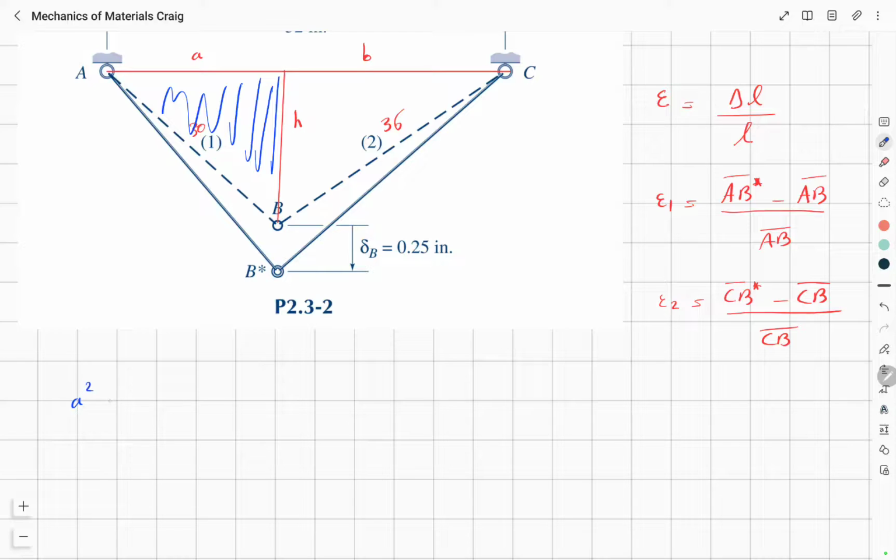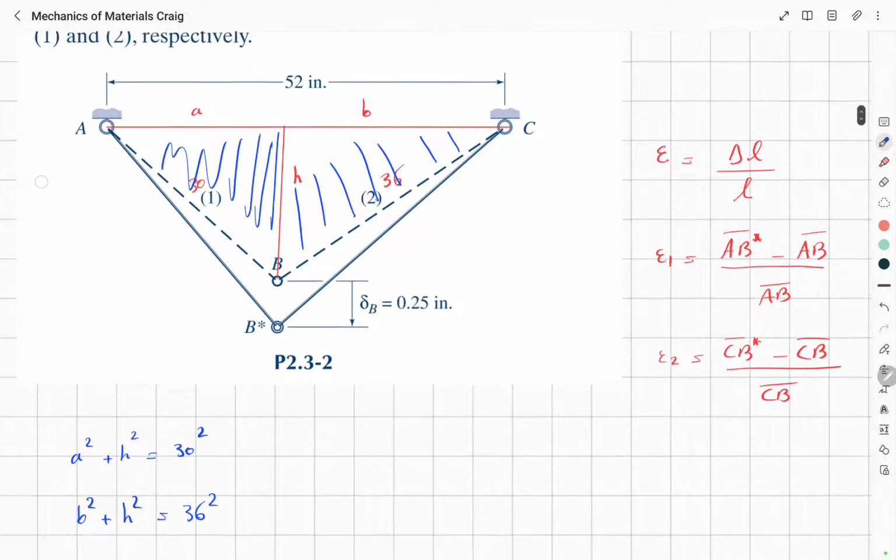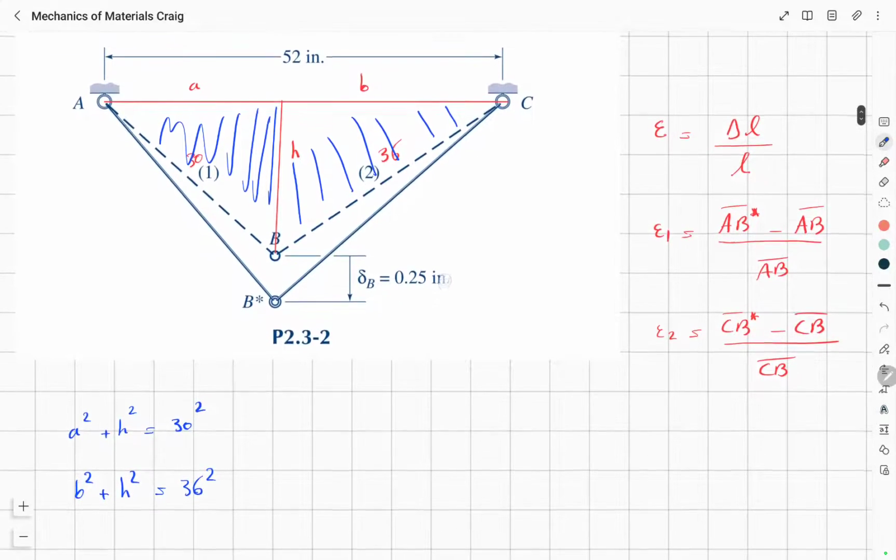A to the power of 2 plus H to the power of 2 is equal to 30 to the power of 2. And for this triangle, we can write B to the power of 2 plus H to the power of 2 is 36 to the power of 2. And we know A plus B is 52 inches.